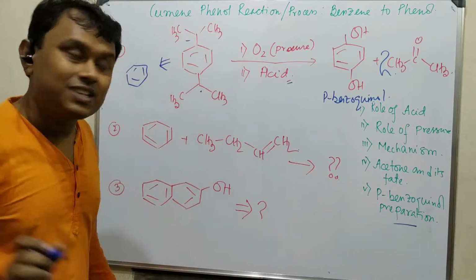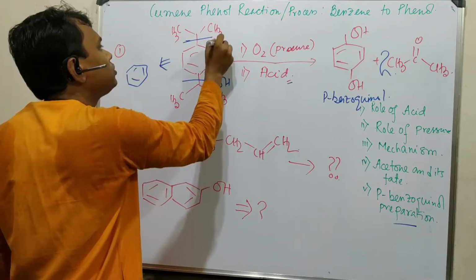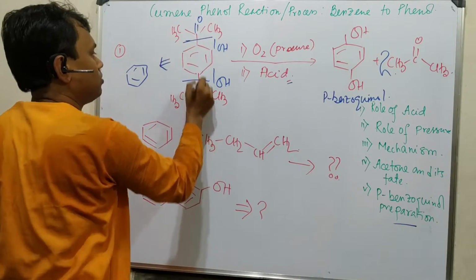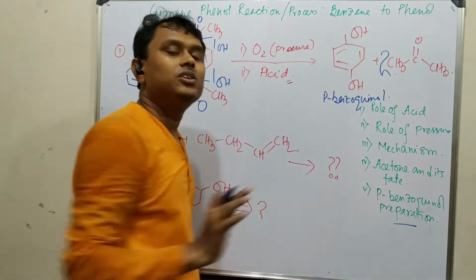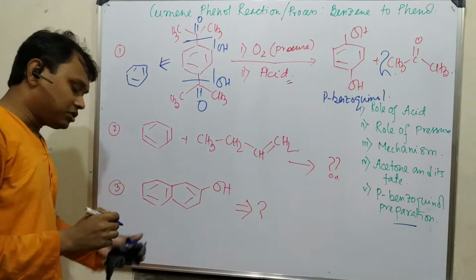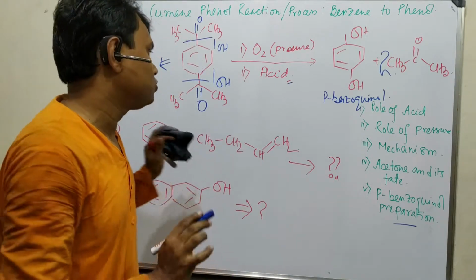What is the easiest way to remember? Just break this, put OH, and this part double bond O. So this is the trick to remember or write the product. Okay, fine. If you can remember the mechanism properly, that's very good, best. But if you can't, this could be a trick.